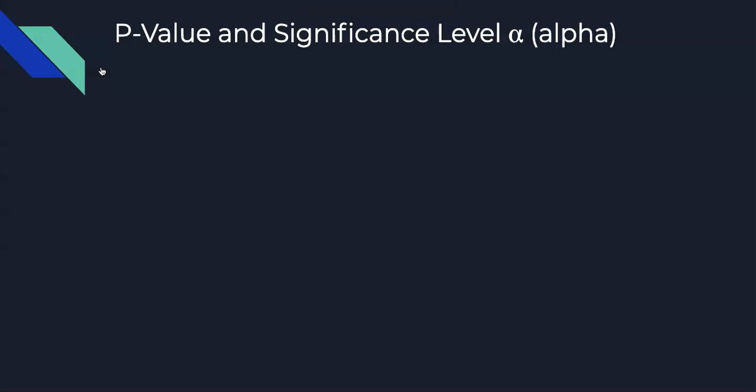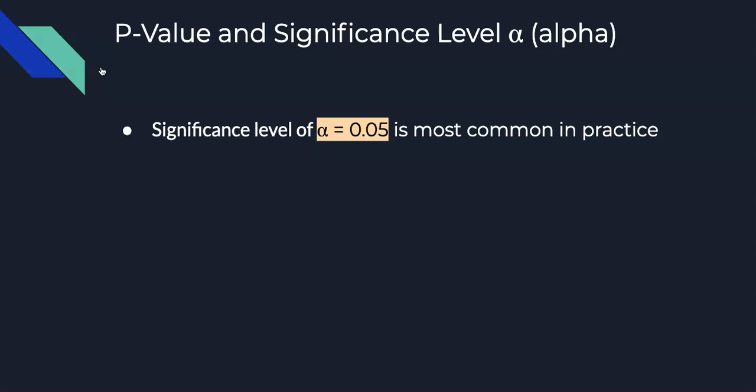Let's review p-value and significance test alpha a little bit. Significance level, alpha equals 0.05, is the most common in practice. So if it doesn't say it, we're just going to assume that you are using 0.05. But I want you to always list that significance level in the beginning of your test, because we're going to create bias if we decide on the significance test level after looking at the p-value. So we shouldn't do that. We always want to set the alpha level first.